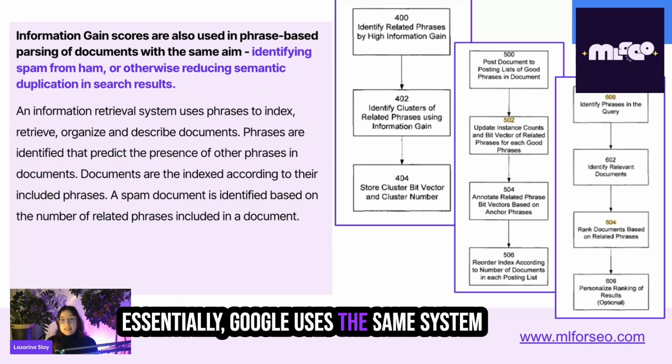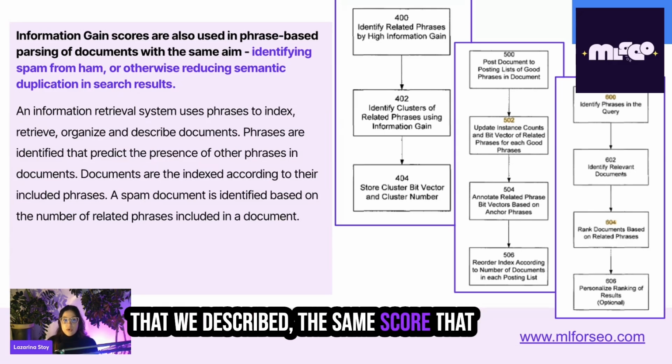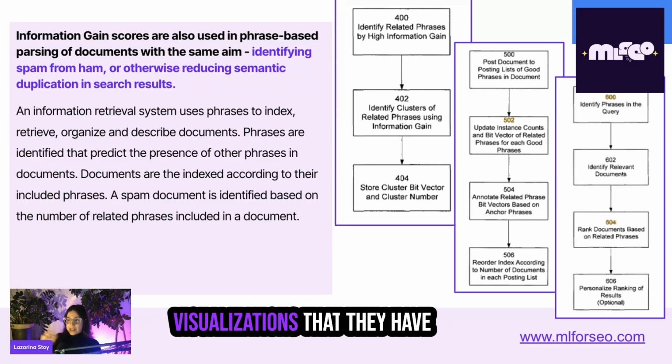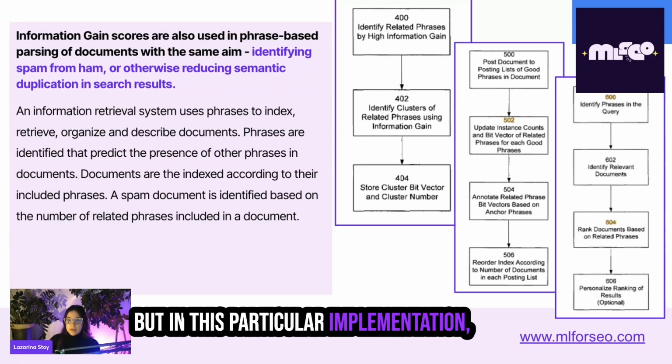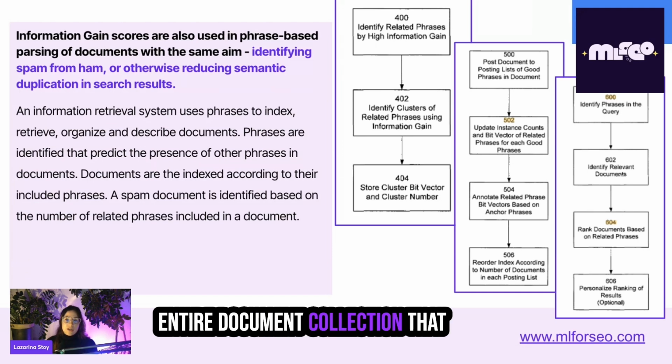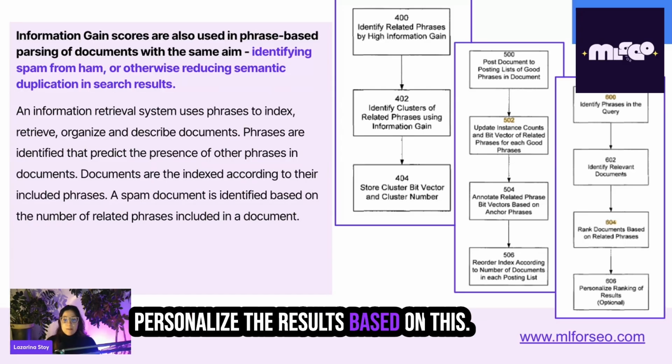Essentially, Google uses the same system that we described, the same score that we described in the previous patent. And we can see this from the visualizations that they have in both of these patents, even though they are different. But in this particular implementation, they also do something else. They count how many phrases are duplicated across their entire document collection that references the same phrases. They then filter the index and personalize the results based on this.